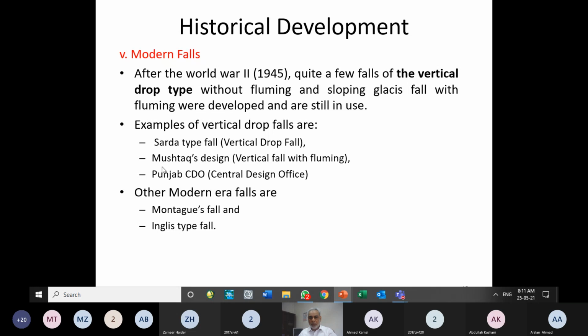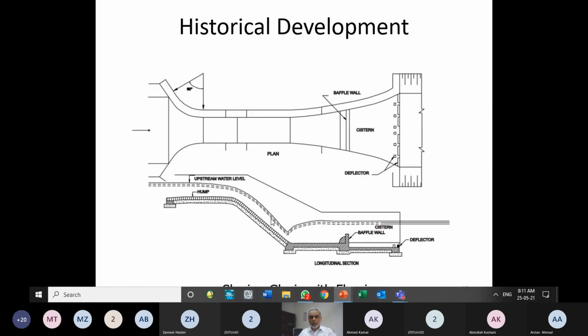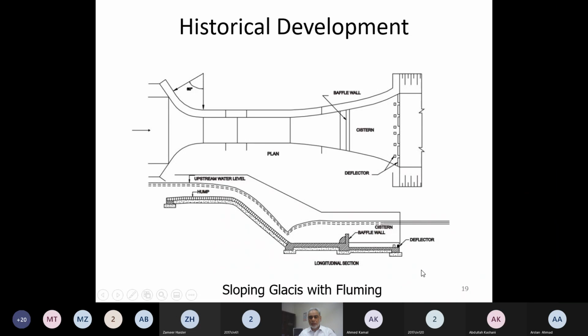Sarda type fall, Mushtaq fall, which is a vertical drop fall, but it has a fluming. Fluming is also carried out. Usually in vertical drop fall, we don't carry out the fluming, but Mushtaq provided the fluming. So Punjab CDO fall, it has, I think, in addition to the fall, it has, but it has CDO type fall में क्या था?